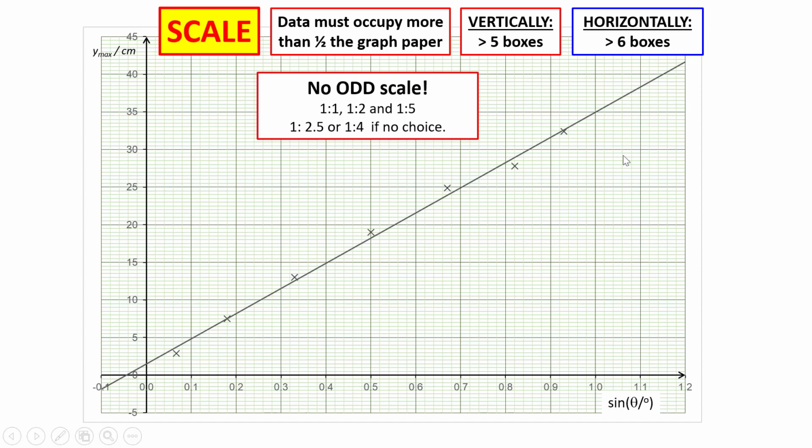Then the next thing I'll check for is whether the scale is odd. So nice scales are 1:1, 1:2, 1:5. And if you really don't have a choice, you can use 1:2.5 or 1:4. But 3, 6, 9 are definitely out. Now this time round, I've got very, very odd scaling, as in the scale is 1:5, but I have people who give me 7, 12, 17, 22. This is not the conventional way we label a 1:5 scale. So that is also considered an odd scale. So please take note of that.